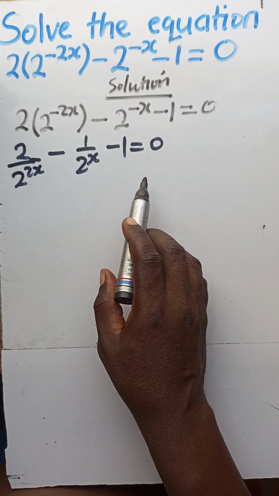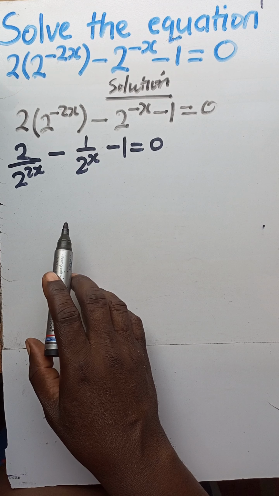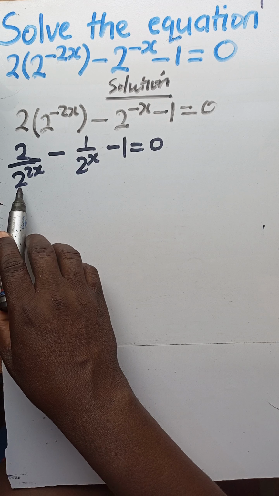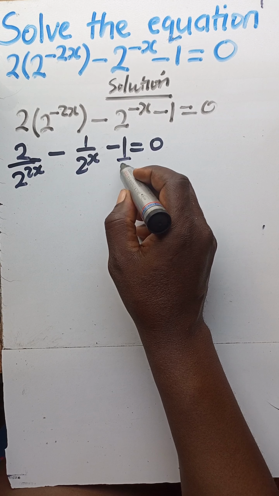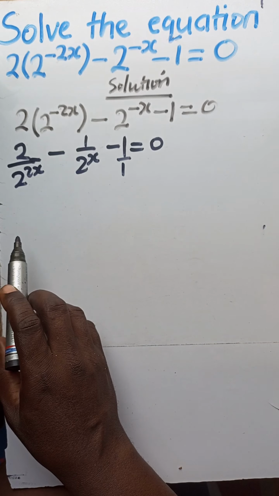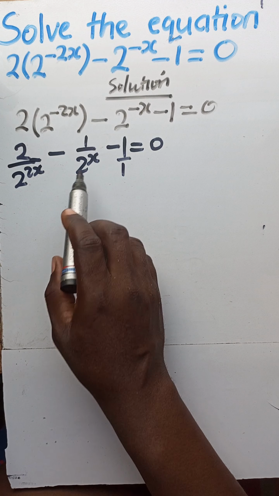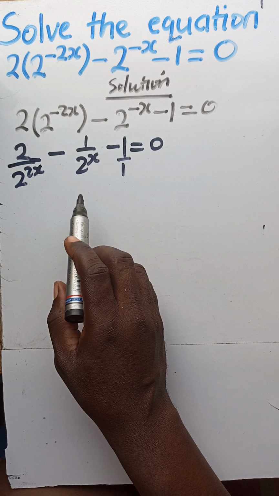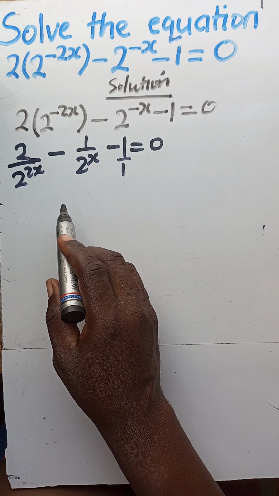To do away with fractions, we are going to multiply all through by the LCM. The LCM of 2 to the 2x, 2 to the x, 1 can also be seen as 1 all over 1. So the LCM of all these denominators will be 2 to the 2x. 2 to the power 2x can divide by itself. 2 to the power 2x can divide by 2 to the x, and there's no remainder. And of course, any number can divide by 1. So the LCM is 2 to the power 2x.